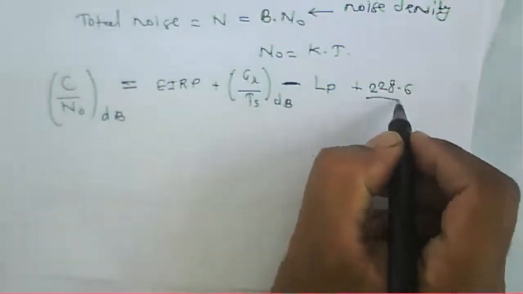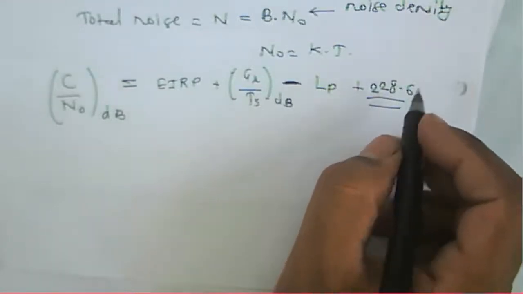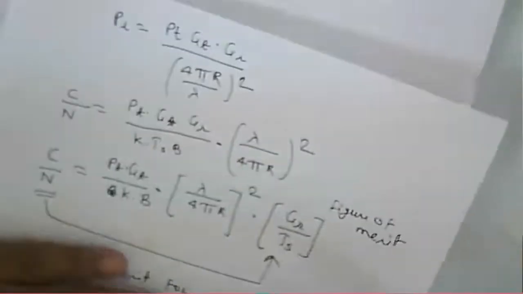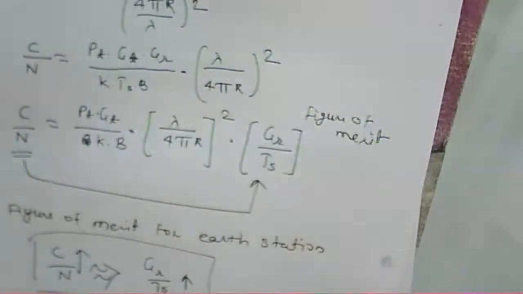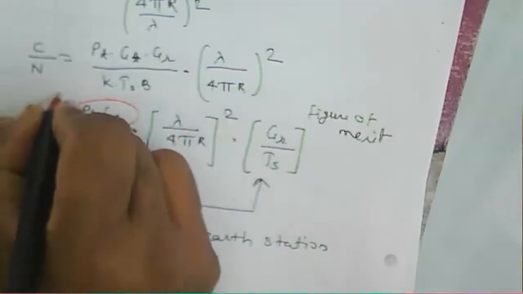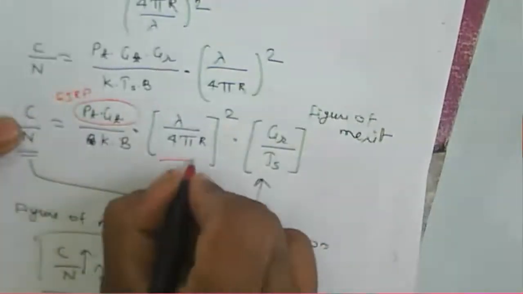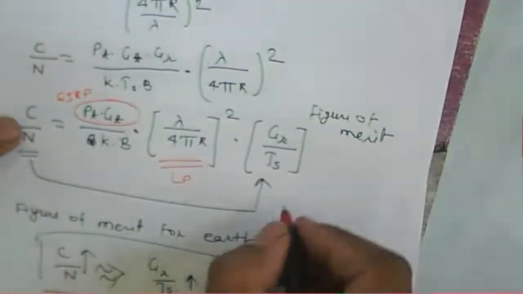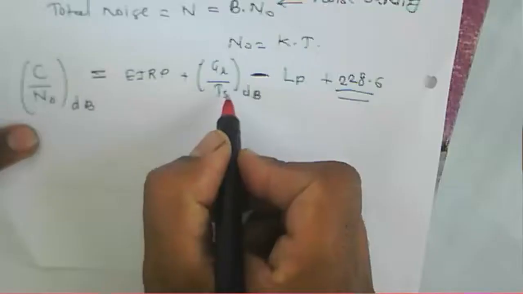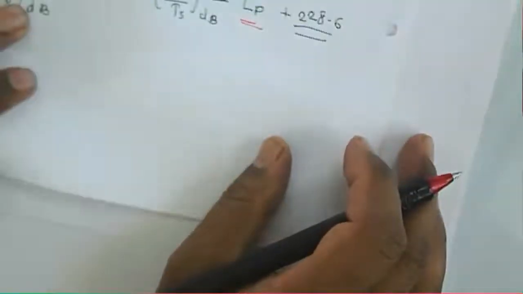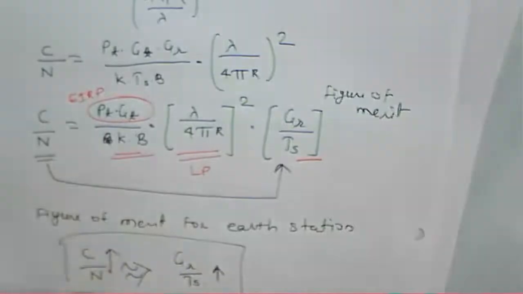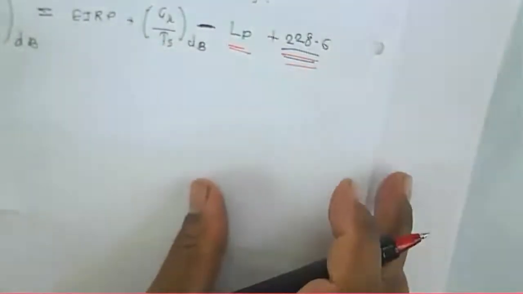Why does this 228.6 term come? Because we have the Boltzmann constant term. This one we have the equation here. PTGT is nothing but, we can write that PTGT is nothing but what? EIRP. This term is nothing but the path loss. So we have written C by N is equal to EIRP, G by T here, then the path loss term, and then we have the term for this. So we'll write here the 228.6.